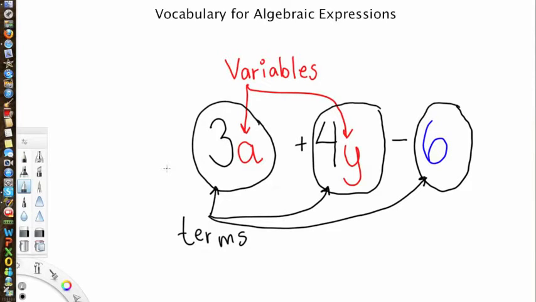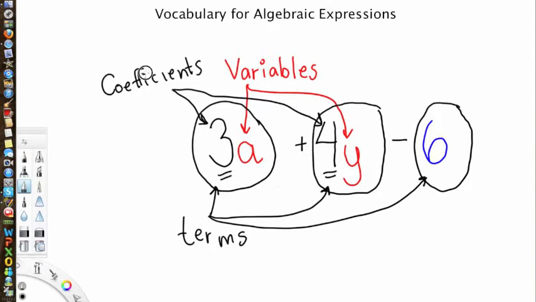And the key word that we're looking for is coefficient. Now, a coefficient is a number before the variable that expresses how many of each variable there are. Well, when I look at my variables, I see a and y. And how many a's do I have? I have 3, because right here's my coefficient. And how many y's do I have? I have 4 y's. See, the coefficients tell us how many of each variable we have. So our two coefficients are 3 and 4.